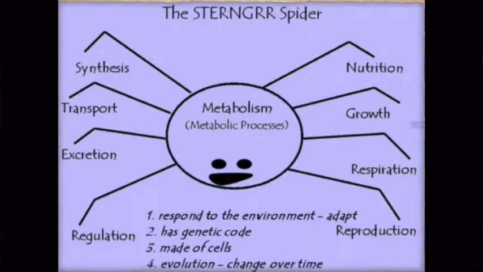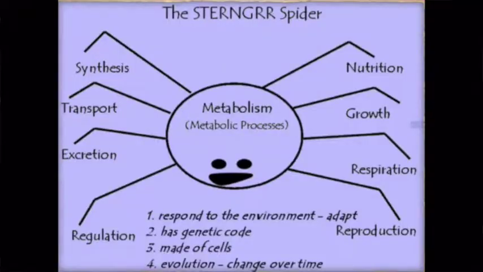Now, Stern-Gurr is an acronym that gives you the first letter of the first 8 of these criteria. The S stands for synthesis, the T for transport, the E for excretion, the R for regulation, the N for nutrition, the G for growth, the second R for respiration, and the final R for reproduction. Now, all of these 8 processes put together makes up your metabolism, which is all the chemical processes in your body that work constantly to keep you alive. If this stuff stops, if that metabolism stops, you die. Don't want those to stop.